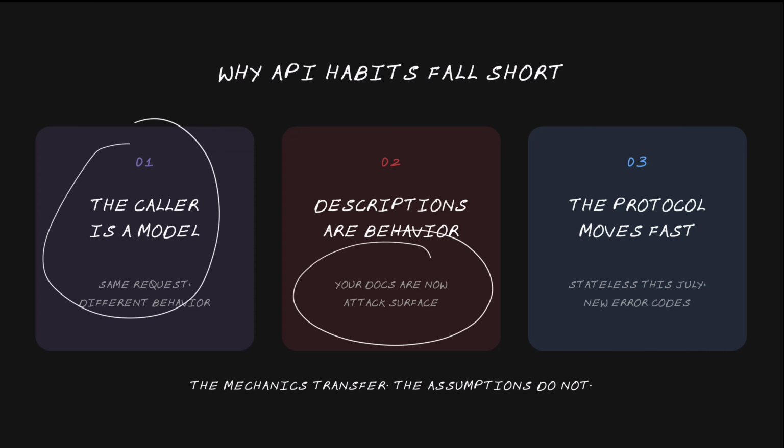And reason 3 is the protocol itself. Because it's a new protocol, it is moving fast. The revision that landed this July made the protocol stateless, changed error codes, and deprecated some features. So every revision is basically a regression risk. If the protocol spec keeps evolving, your MCP server needs to adopt those changes, which means a high chance of regression. So you need to continuously evaluate and test your MCP servers, tools, descriptions, as well as the schemas.